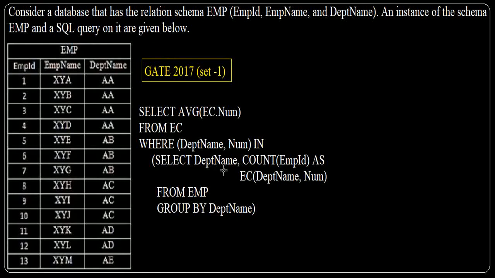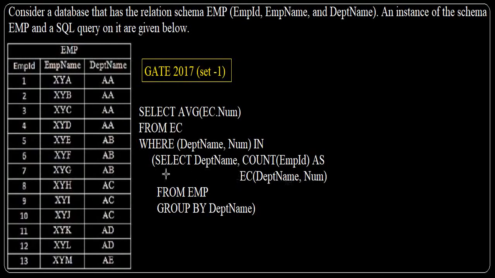Select department name comma count of employee ID. If you see here, we have 2 attributes to be printed: department name and count of EMP ID. It is renamed as EC, which means the table returned by this subquery would be named EC, and the first attribute returned is department name, and the other is num, which is the count of the employee ID.